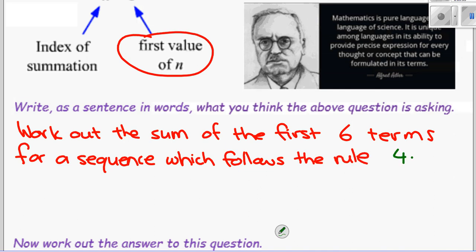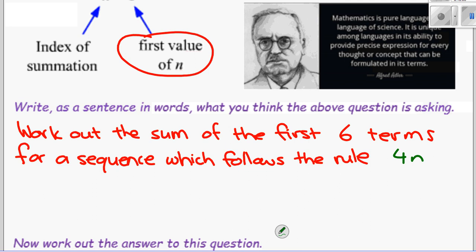How could you say that in a way that makes sense to you? If you want to rewrite it in your own words, in a way that makes more sense to you, that's okay. In an exam they'll tend not to ask you to write it as a sentence in words. This is more just for your own personal reference. So work out the sum of the first 6 terms, or you can say from the first term to the 6th term, add them all together, for a sequence which follows the rule 4n. And as I said, the rule's going to change from question to question.